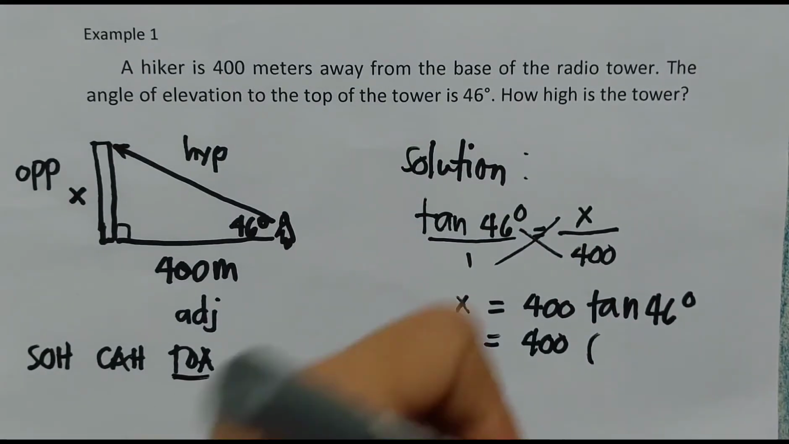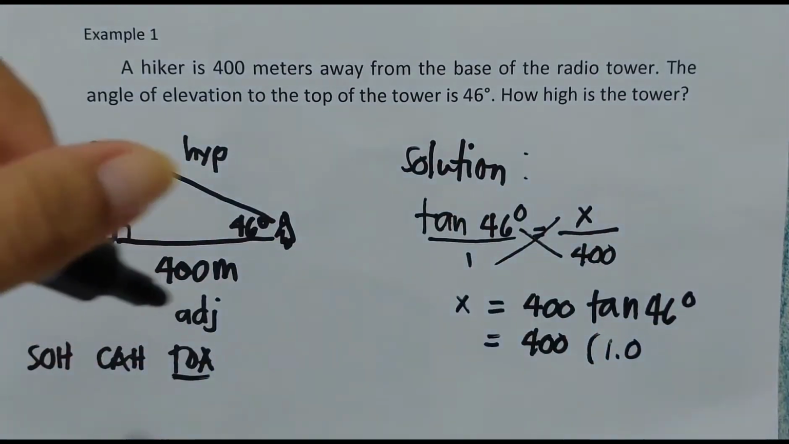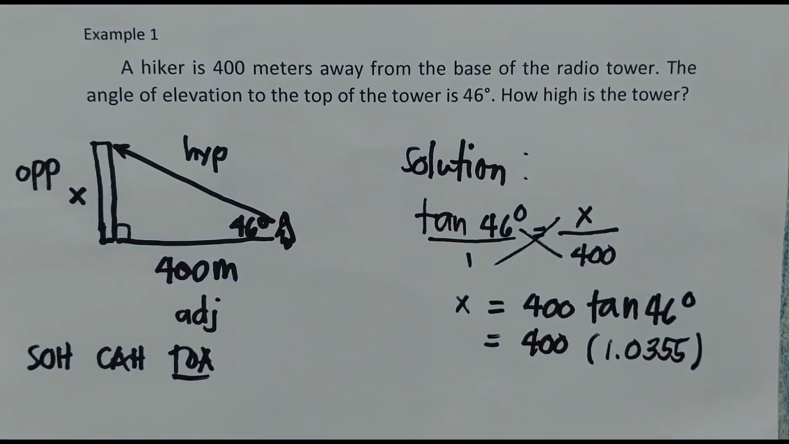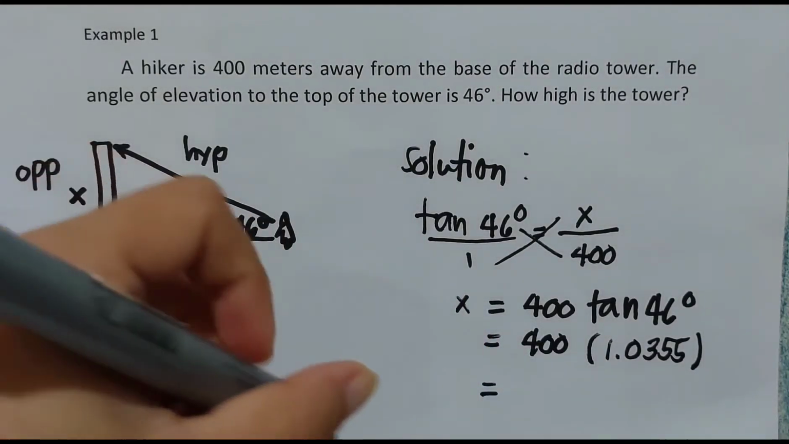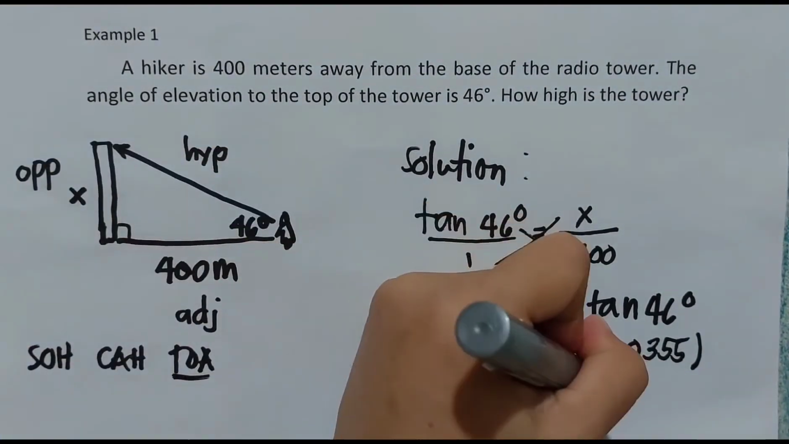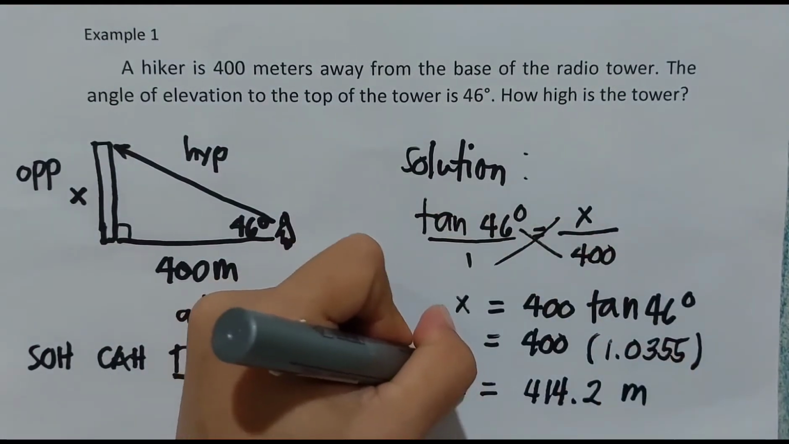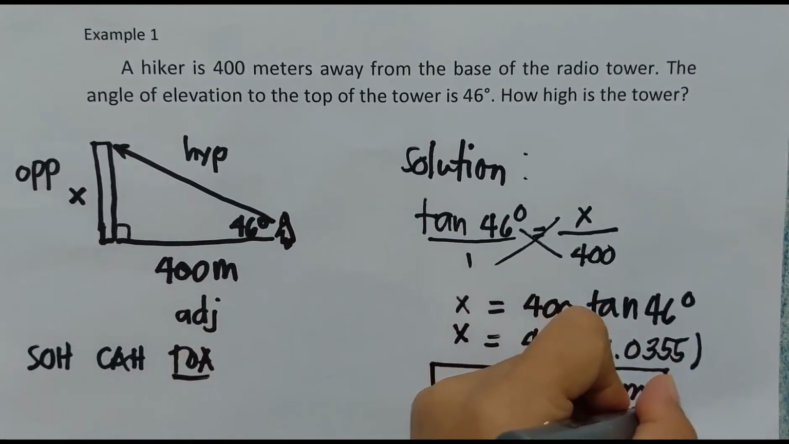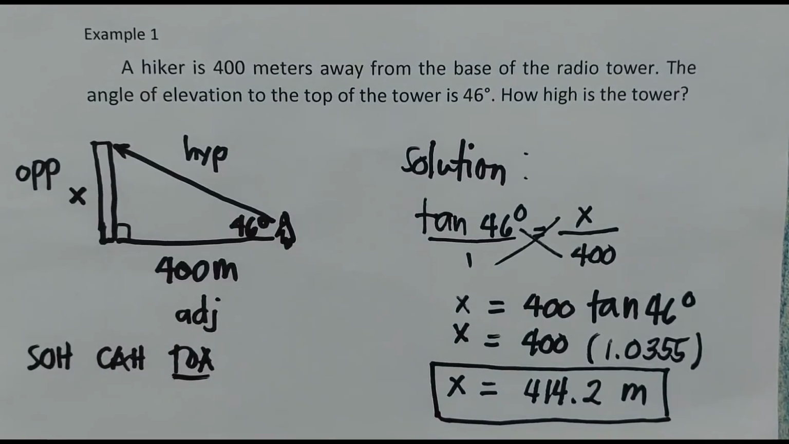So, pila man ni si tangent 46 degrees. So, use your calculator or the table. That is equivalent to 1.0355. Now, multiply 400 with the value of tangent 46 degrees, and that would be equal to 414.2 meters. So, therefore, the height of the building is 404.2 meters. O, perting taas ah. Okay? I hope nasabtan.